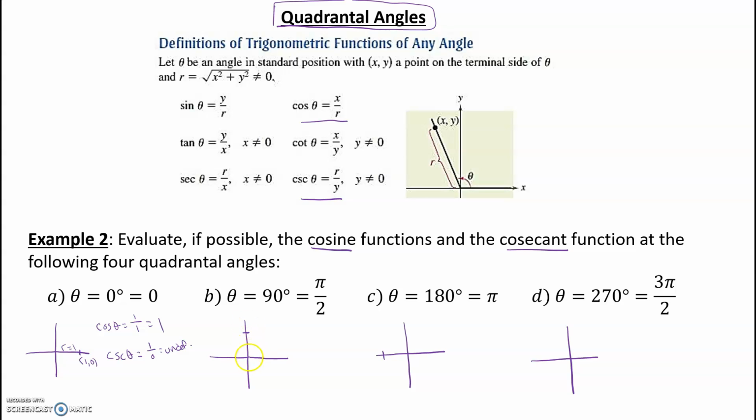Here, again, we're going to use that unit circle, so we're going to say our radius is 1. This coordinate would be 0, 1, right? Let's go ahead and find them again. Cosine of theta, again, is x-coordinate over the radius, and 0 divided by 1 is 0. Now our cosecant is r over y. 1 over 1 is 1.